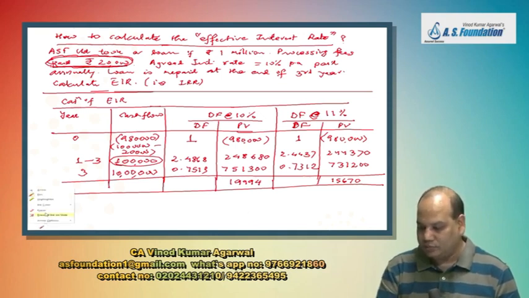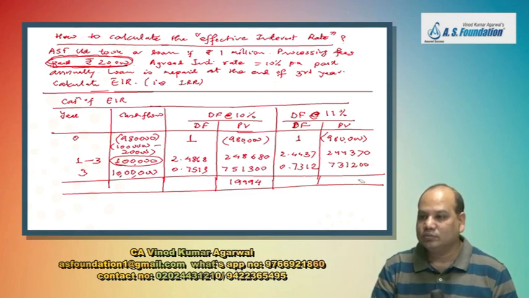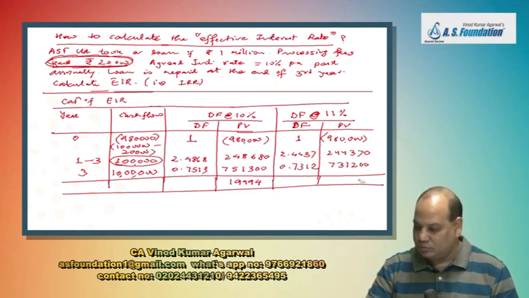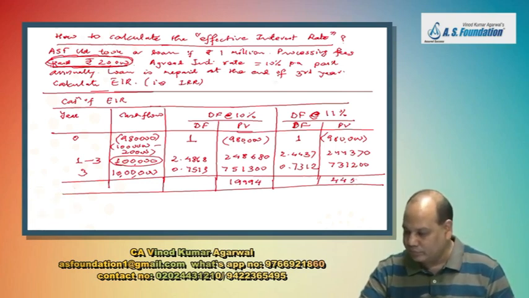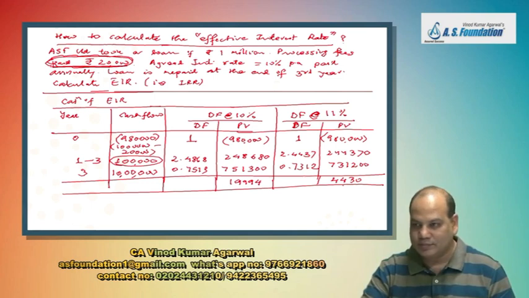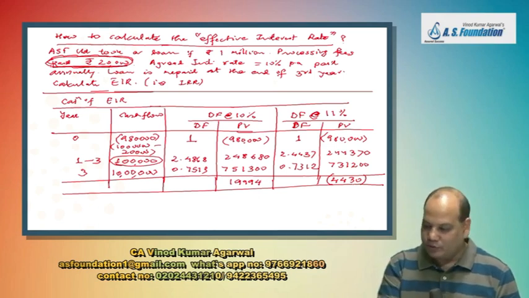What is the answer finally? Try again. I request you to try again. What is your answer? Last one. 4430 negative you are getting? No, negative. Doesn't matter. Your answer should be same because PV of cash inflow will be equal to PV of cash outflow.